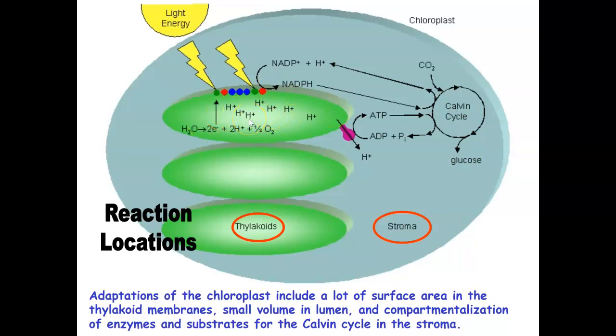Another important adaptation is the small volume of the lumen. This allows for proton motive force to build up quickly, leading to more ATP production. This is very similar to how we said the intermembrane space of the mitochondria had that small volume as well, which did the same function.